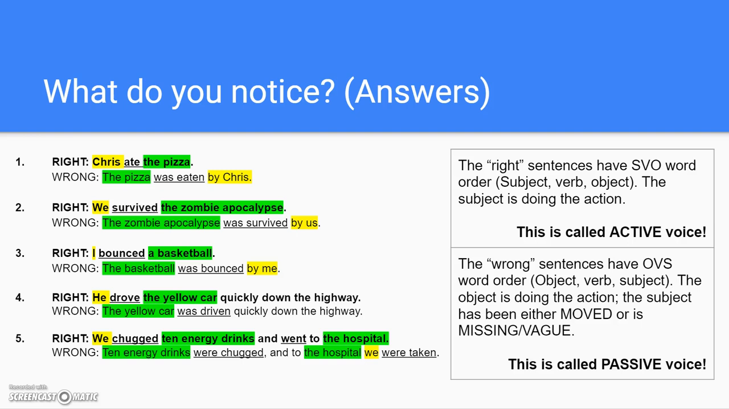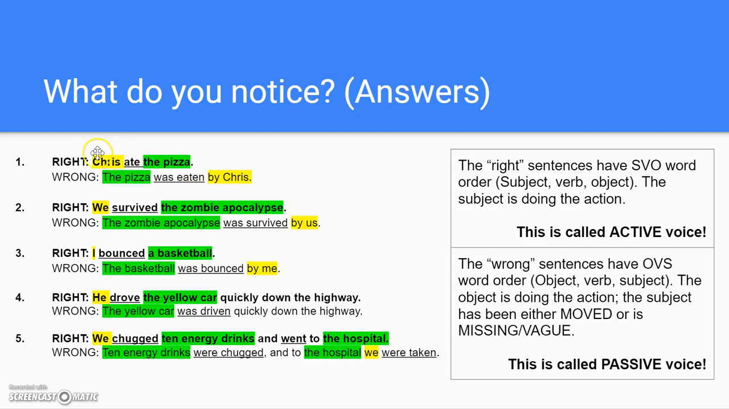The pattern is that all of the right sentences are in active voice and the wrong sentences are in passive voice. All of the right sentences have SVO word order. In other words, they go in order of subject, then verb, then object. The subject is doing the action.